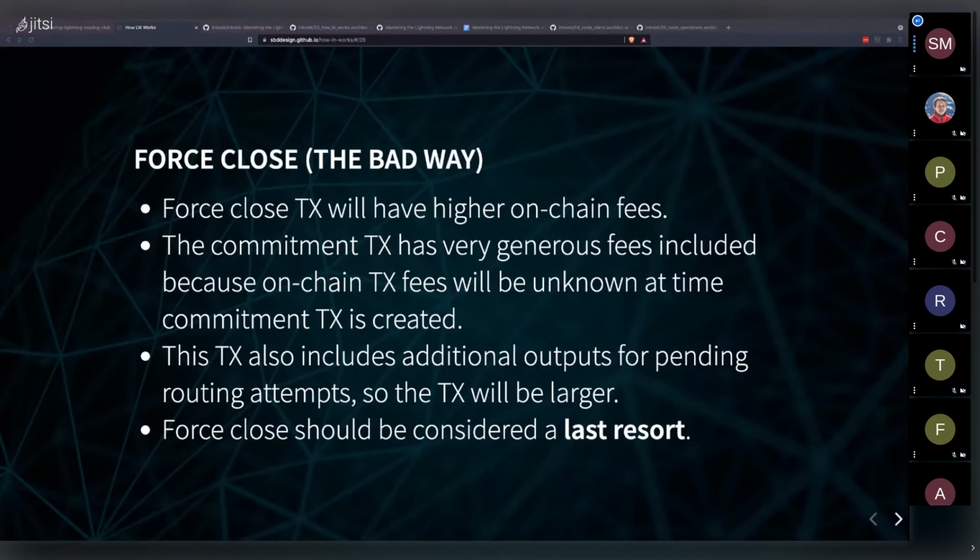I see. So there are basically outputs in that transaction for not just stuff you're doing with your channel partner, but also stuff that's routing through your channel. Yeah, that's a better way to put it. Yeah, that's interesting. Okay, good information.